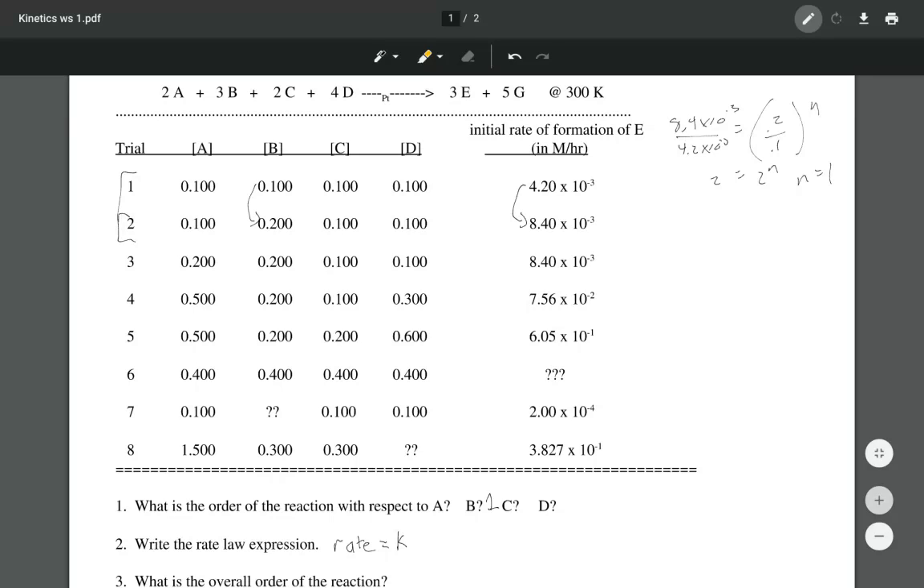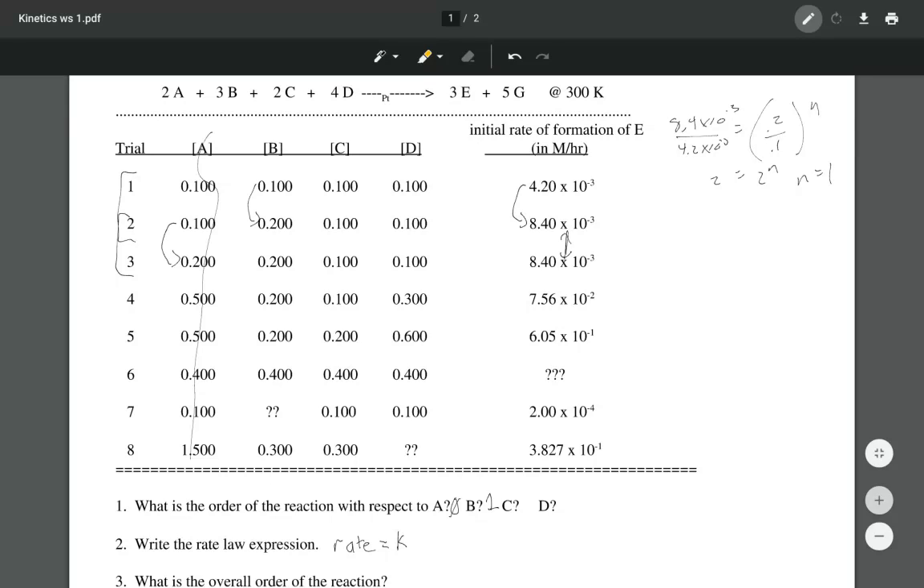In trials 2 and 3, A is doubled, the rate stays the same. So if we manipulated the concentration of A and the rate was unchanged, that means that the rate is unaffected by A, so it is 0 order with respect to A. So now we can just kind of ignore A's all throughout. A does not affect anything. So now we can find another one to compare.